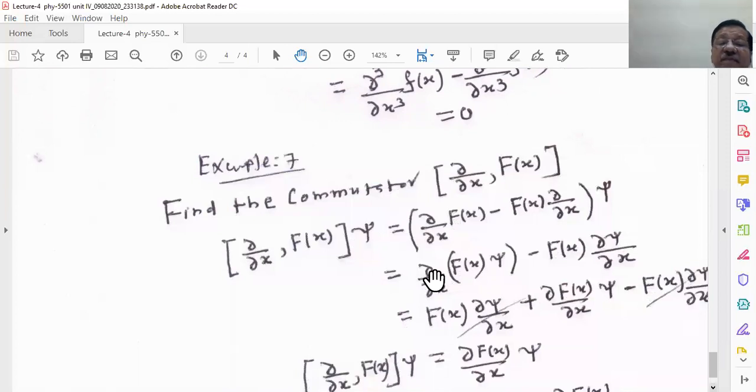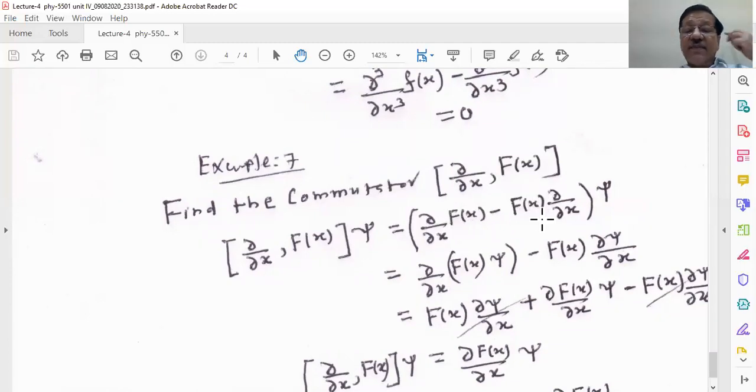Look at this problem. Find the commutator of del by del x with f of x. This is some function. So I take this commutator and I take some function or a wave function operating on it. I can take a g of x here also, no problem. So here I have taken a wave function psi, and you see I wrote wave function psi here. Now this is the commutator, so I write down A operating on B minus B operating on A. This is the definition.